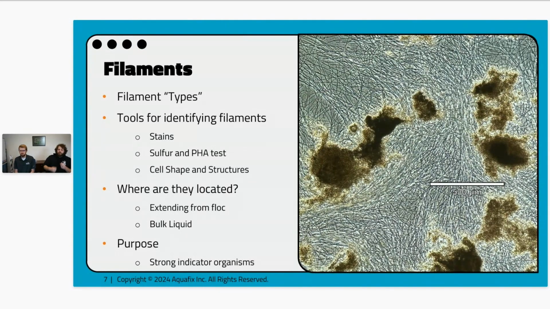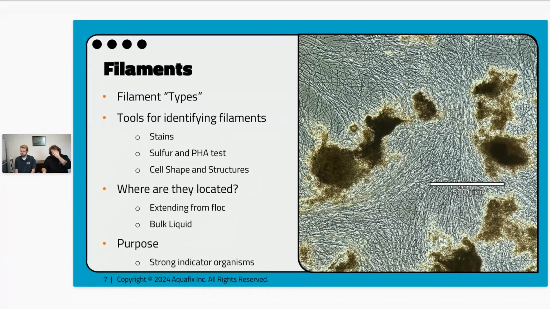All right, so we're going to move on from floc a little bit. This is going to be a very coarse overview of microscopy because we could talk for days about every little thing when it comes to microscopy. So we're just going to talk a bit about filaments under the microscope, what sort of stains and tools we use to look at those, and maybe go over some basic filaments that you'll probably see in your system, and move on from there.